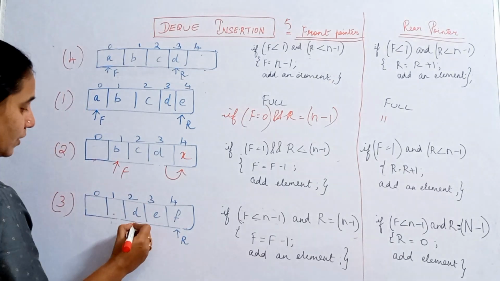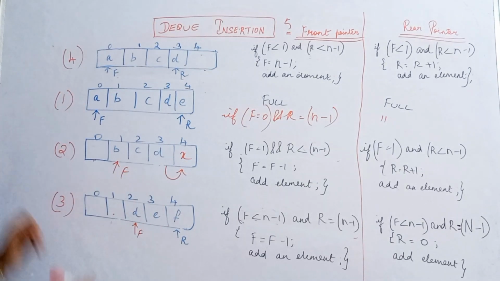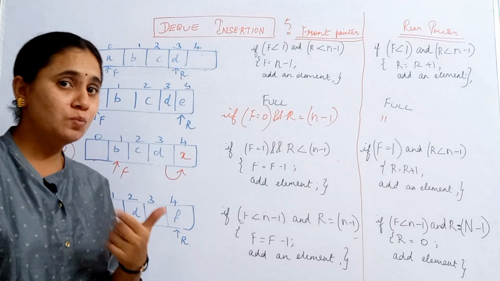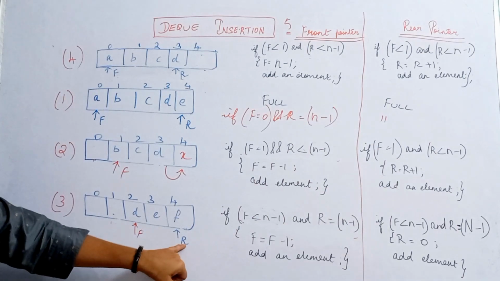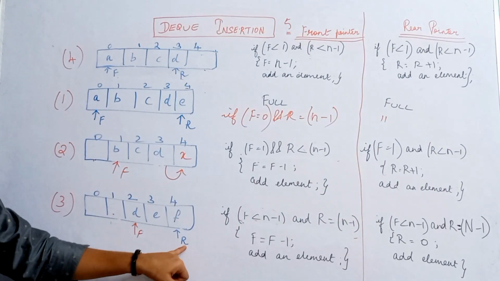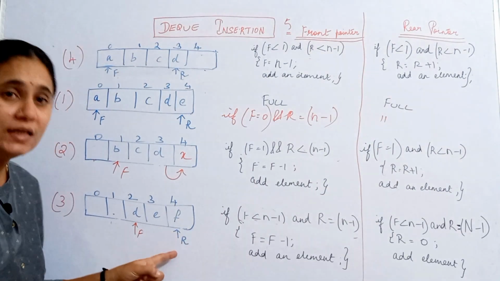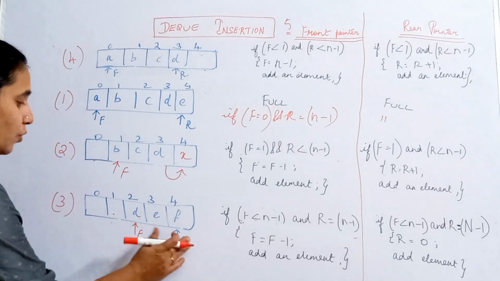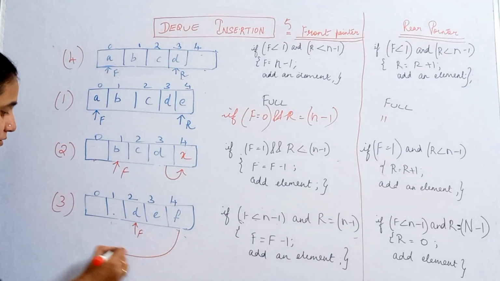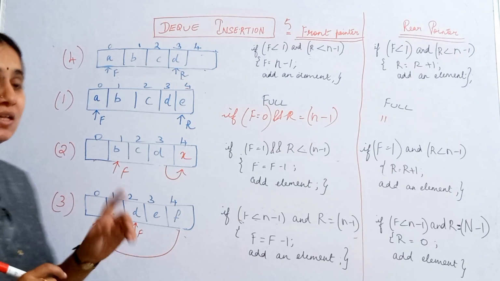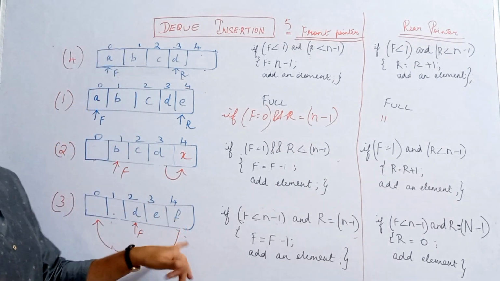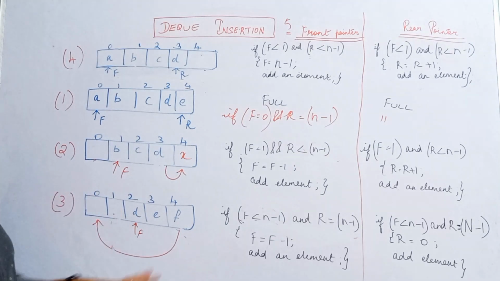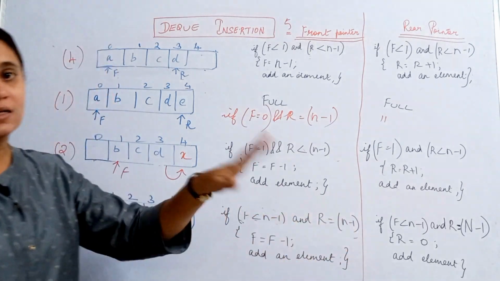See, now where is the front pointer? Front pointer is pointing to this location. So I am giving importance to the rear pointer here now. Where should I insert the element? I must reinitialize this rear pointer to this area, if rear is pointing to the last index value. For this I have written this condition.